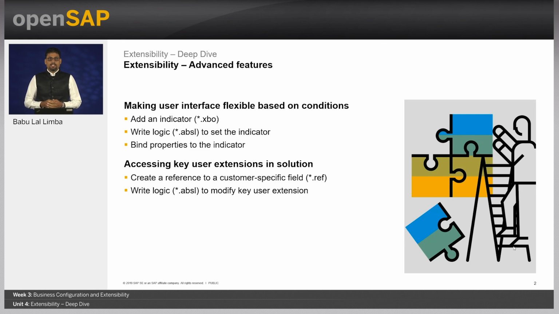Later, when you modify the standard screen using Extensibility Explorer, you can use this indicator attribute to set the properties of fields on the UI like the visibility property, read only property, etc.